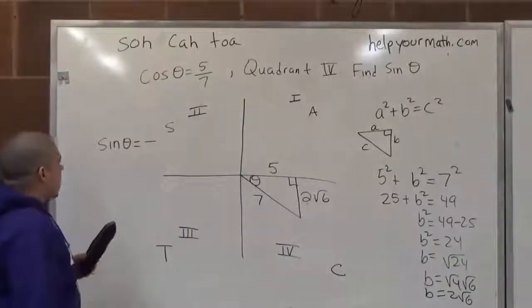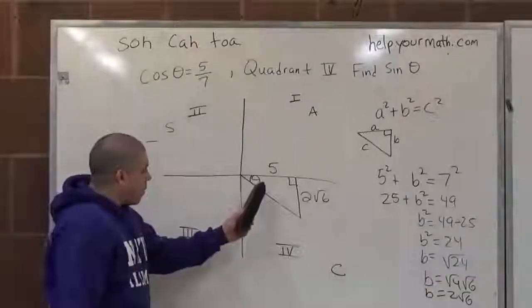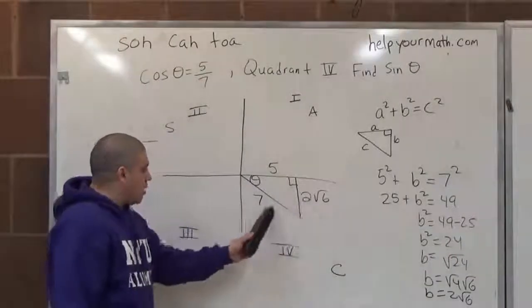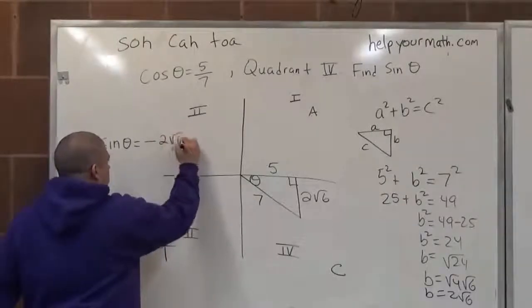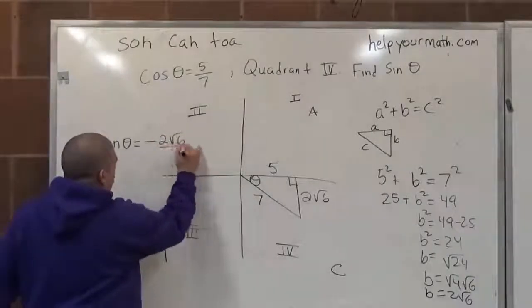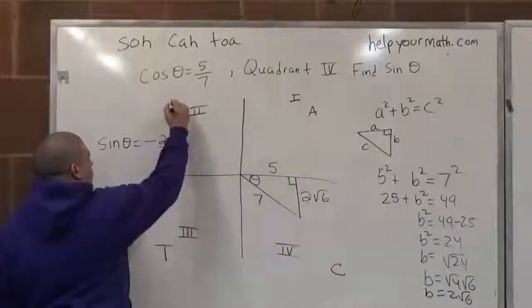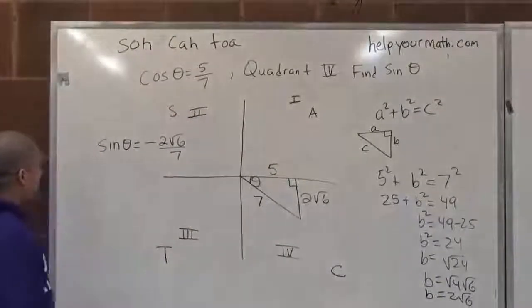And so now we can just say opposite over hypotenuse. So it's negative 2 root 6 over 7. And so that's it. That's the answer.